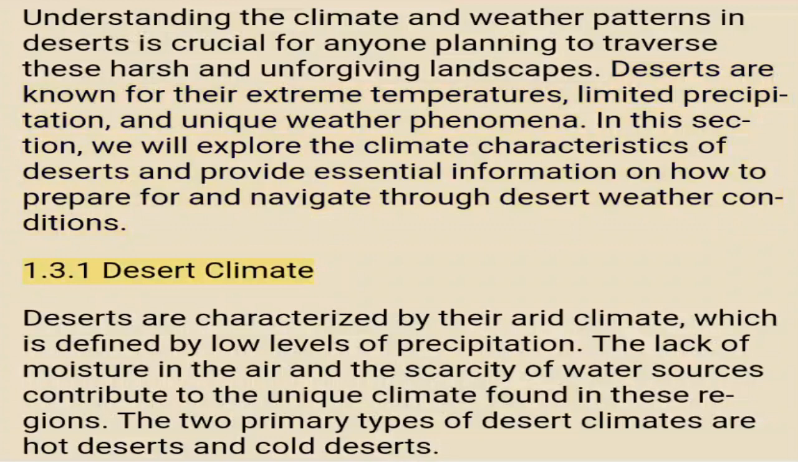1.3.1 Desert climate. Deserts are characterized by their arid climate, which is defined by low levels of precipitation. The lack of moisture in the air and the scarcity of water sources contribute to the unique climate found in these regions.